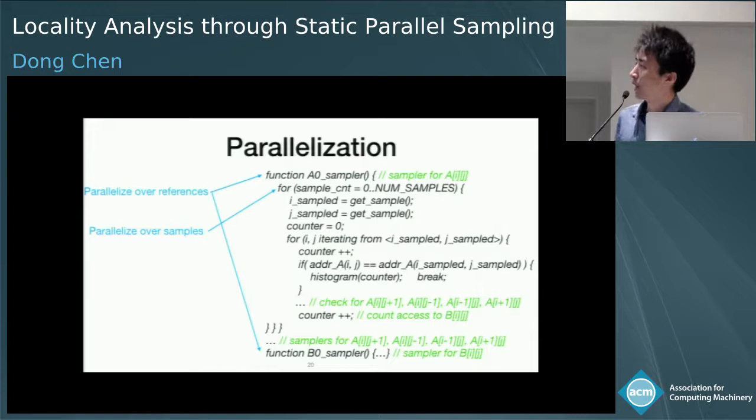So at last, this framework is easily parallelizable. As there is no dependence between different samplers and no dependence between different samples inside the sampler, we can choose the granularity to parallelize it according to the need.